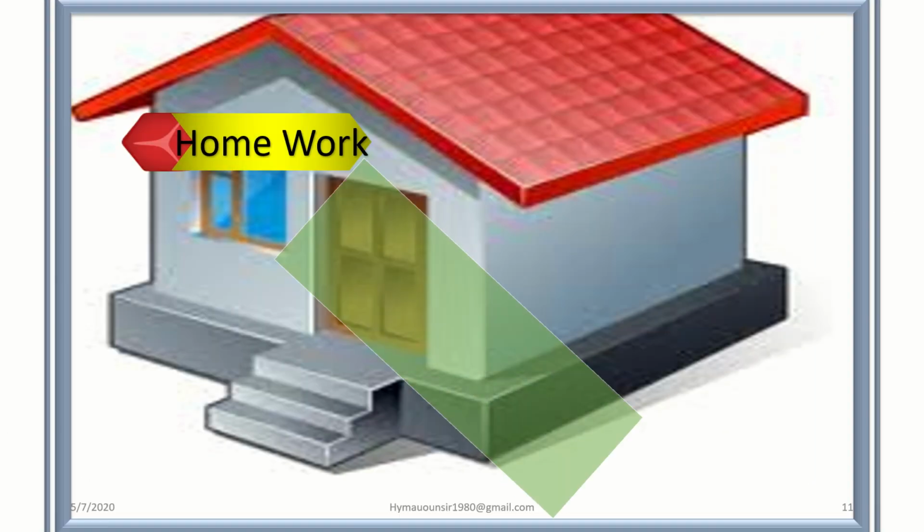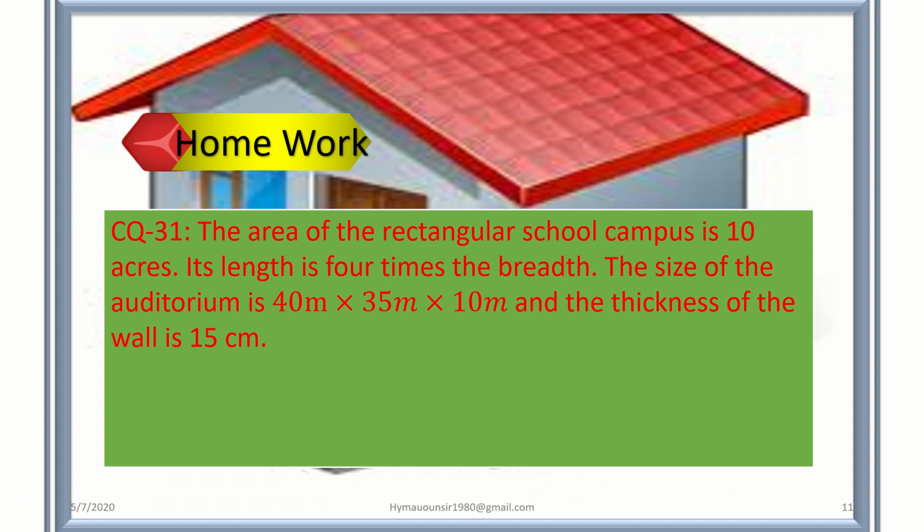Now homework. Clarity question 31. The area of the rectangular school campus is 10 acres. Its length is 4 times the breadth. The size of the auditorium is 40 meter by 35 meter by 10 meter. That means length 40 meter, breadth 35 meter and height 10 meter, and the thickness of the wall is 15 centimeter. Here are two parts.